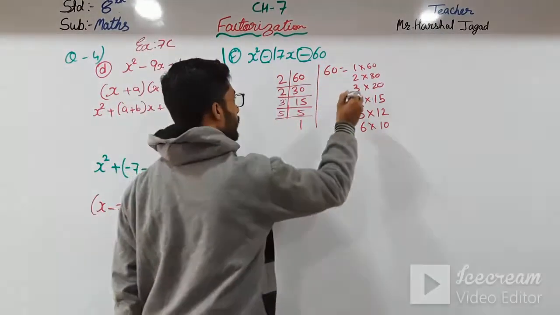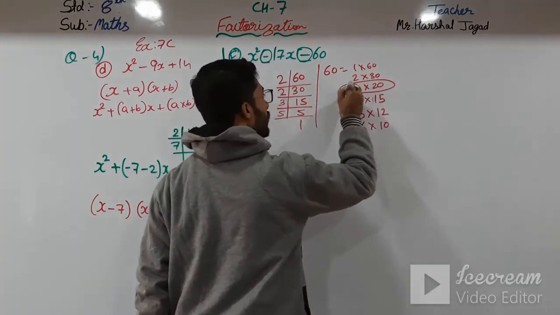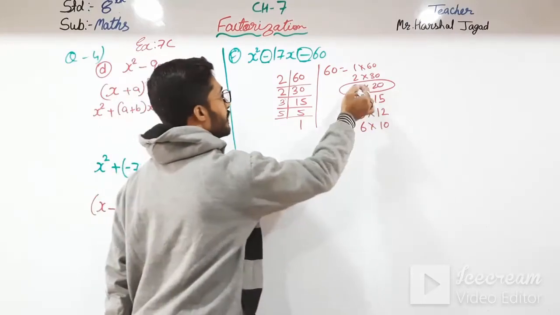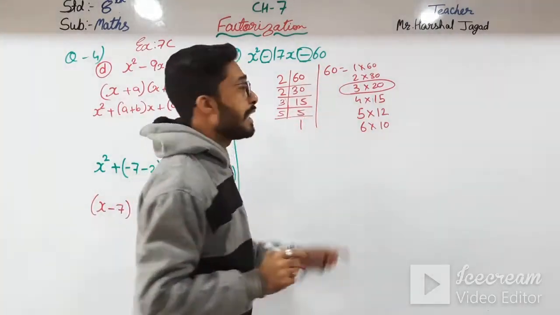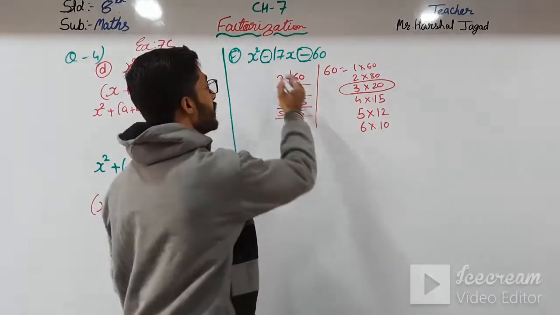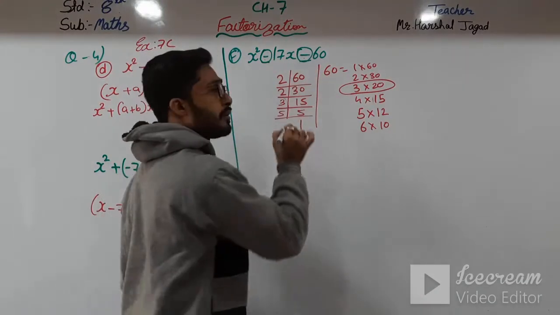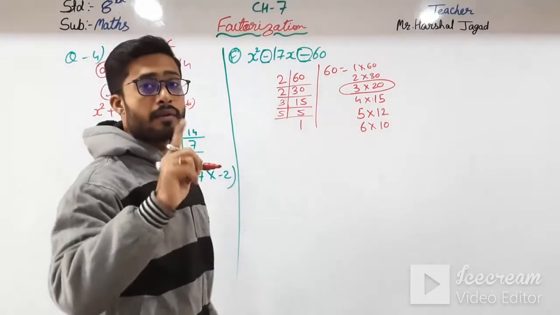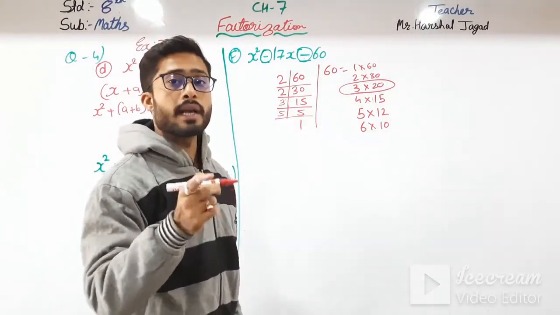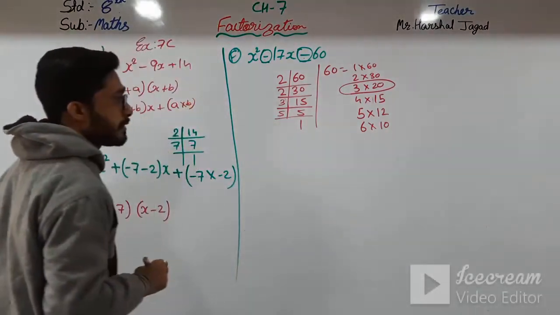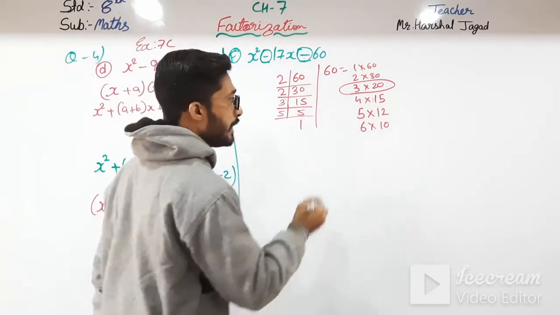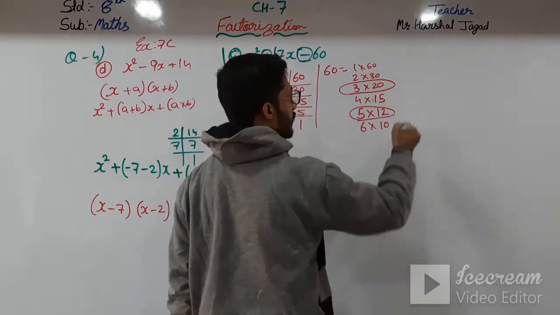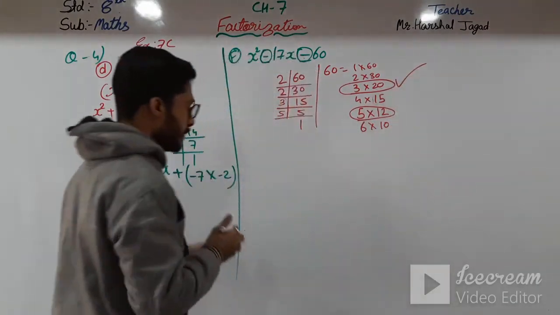So I can say this one. Why? 20 minus 3, that is 17. Why? Because minus 20, because here is a minus sign and here is also a minus sign. If here it was a plus sign, then we would have to take both minus. Okay, students. If it was that, then we would do it like this, but in this case, we will do this one.